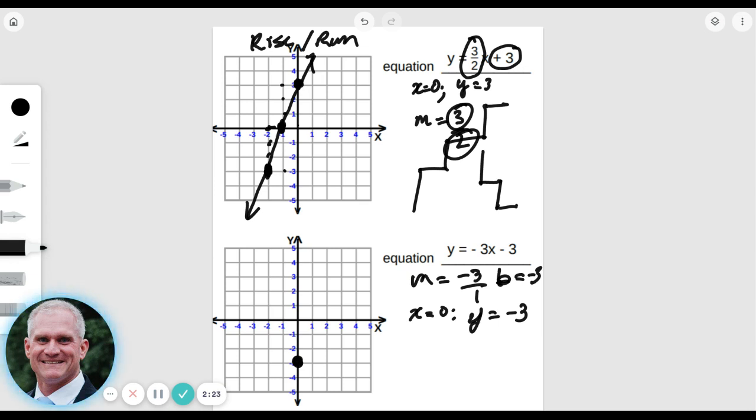Okay, now how do we get to this? Well, we have to go down 3 and over 1. So down 3, 1, 2, 3, and over 1. And you can see we've created the points on our graph so that it's easy to graph just by doing rise over run. I hope this has helped.